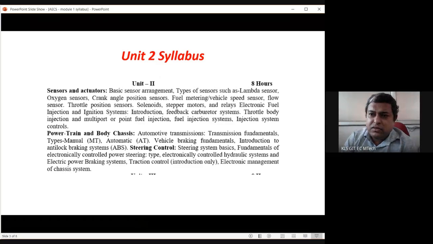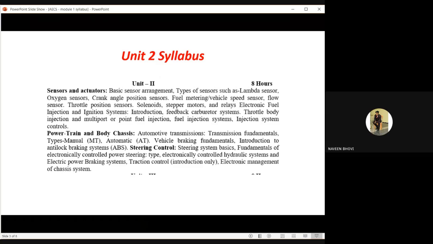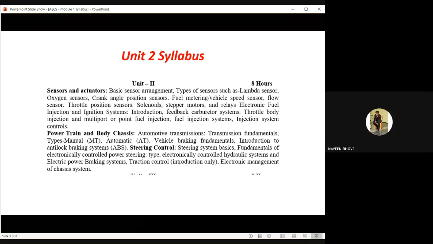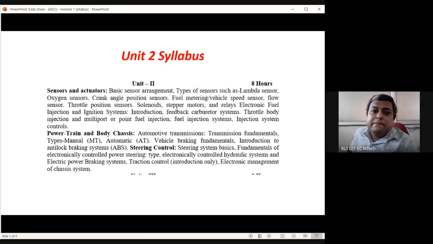Flow sensor. Flow for what? Fuel. Naveen, can you help us? Fuel, sir. For the flow of fuel. Throttle position sensor. What is meant by throttle? Acceleration, sir. Okay. So there is something called full throttle. Full throttle means full acceleration. That means the car is at the peak of its power.